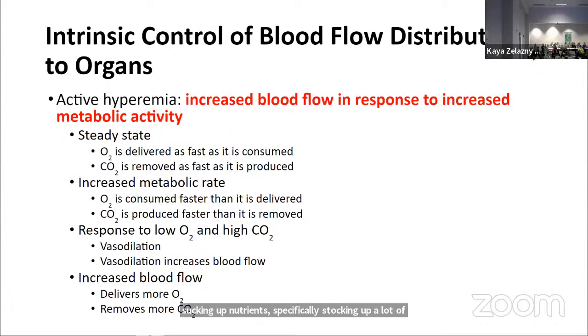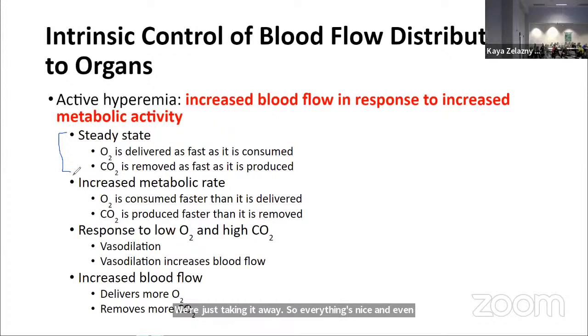Okay. So this first description is of our steady state. So this is like our resting state beforehand. In our steady state, before we change anything about metabolic activity, the oxygen that's going to our tissue is getting used as fast as it's delivered. And our carbon dioxide, as soon as you produce it, we're just taking it away. So everything's nice and even. We're just kind of swapping one for one.